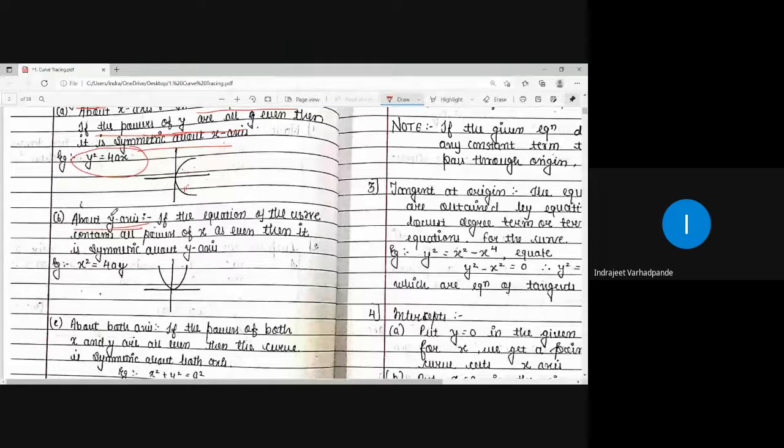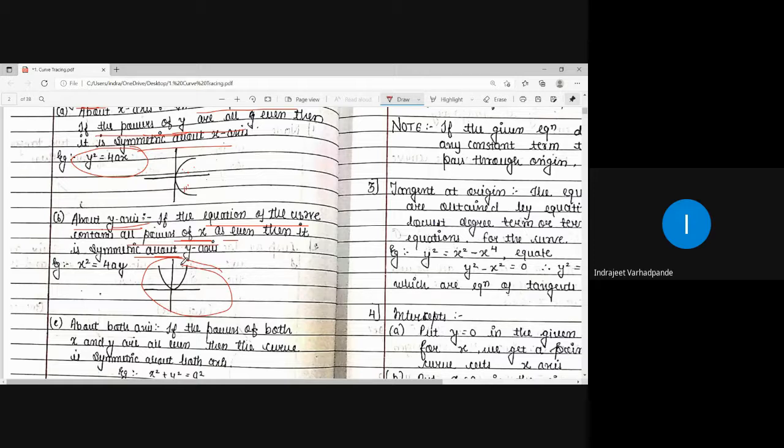How to check the symmetry about y-axis? If the equation of the curve contains all powers of x as even, then it is symmetric about y-axis. The best fit equation is x square is equal to 4ay. This is particularly the diagram of this given curve, which shows that it is equally distributed along the y-axis, and therefore we say that the curve is symmetrical about y-axis.